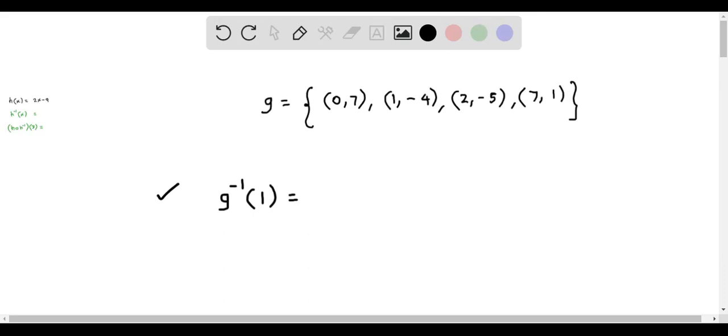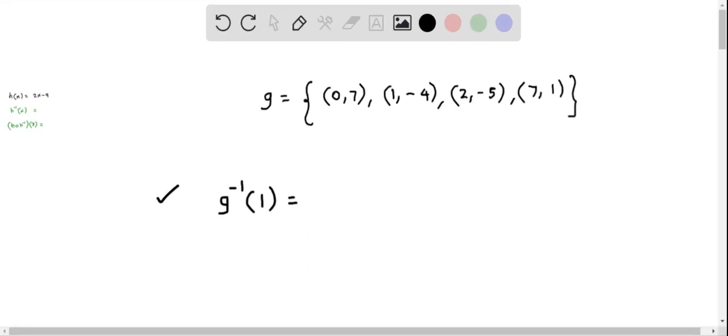We now find G inverse of 1. So this is basically asking the question, what is the input to G function? We have to determine the input to the G function when the output is 1. Okay.